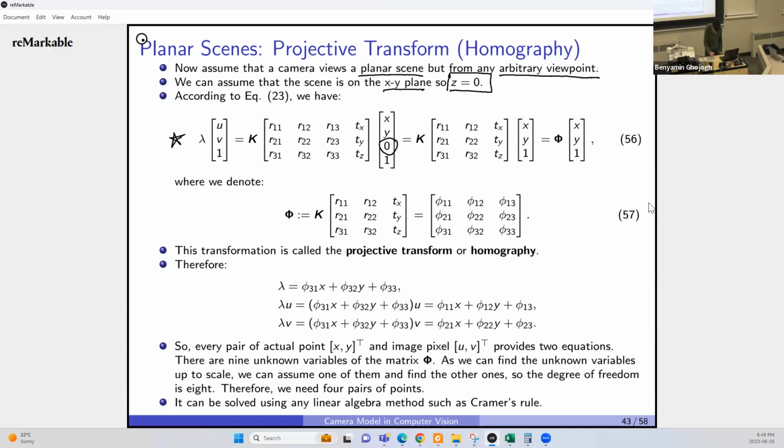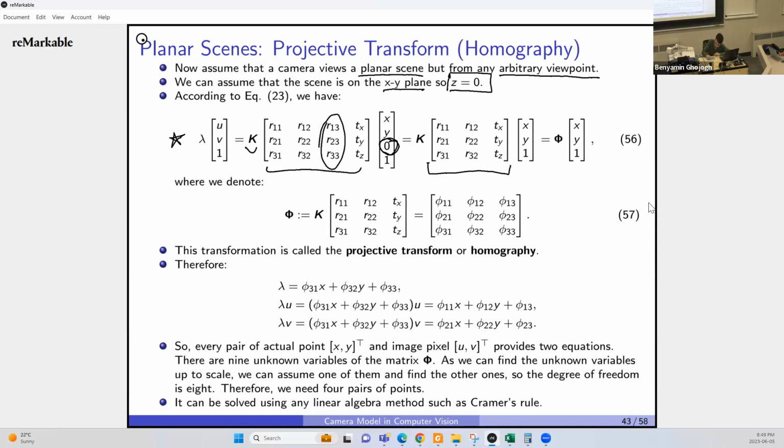Again, use the mapping equation. So K, and this is rotation, translation, and the whole thing. But here we have 0 for Z. Therefore, because of this 0, this is simplified. It means that this column goes away completely because of matrix multiplication. This becomes simplified.